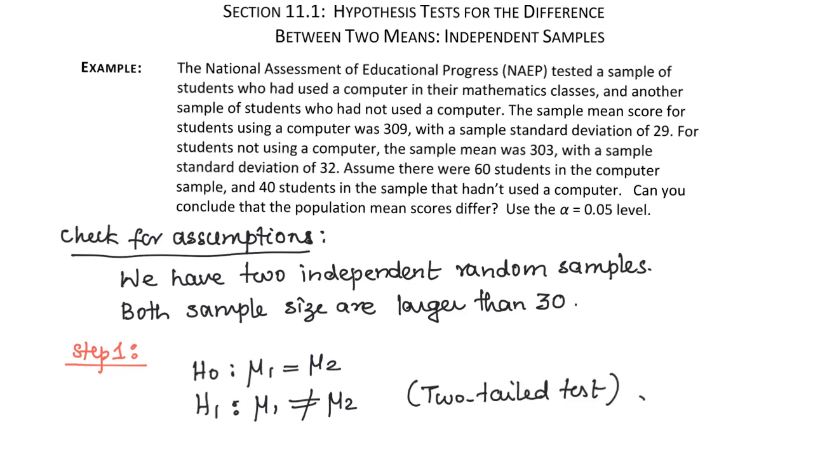Step 2 is choose the significance level. So here significance level alpha is given. In this example, we have the sample mean, the standard deviation and sample size for the students who are using the computer and without the computer. We can put this information in a table so that it will be easier to use these values while calculating the test statistic.